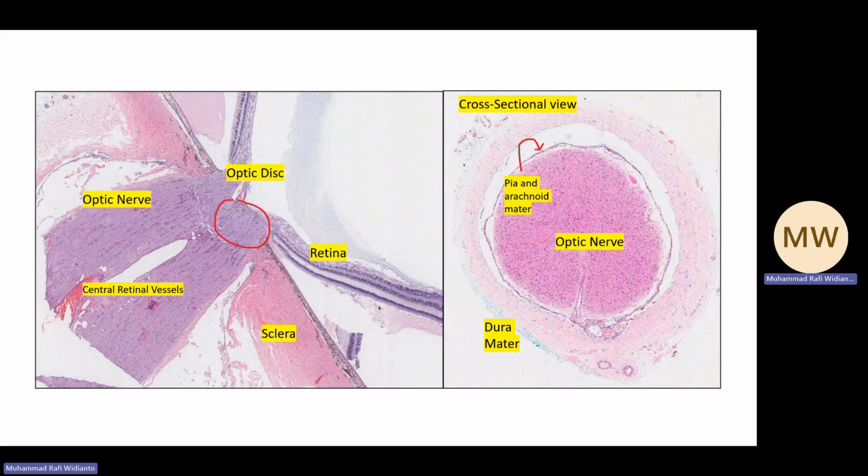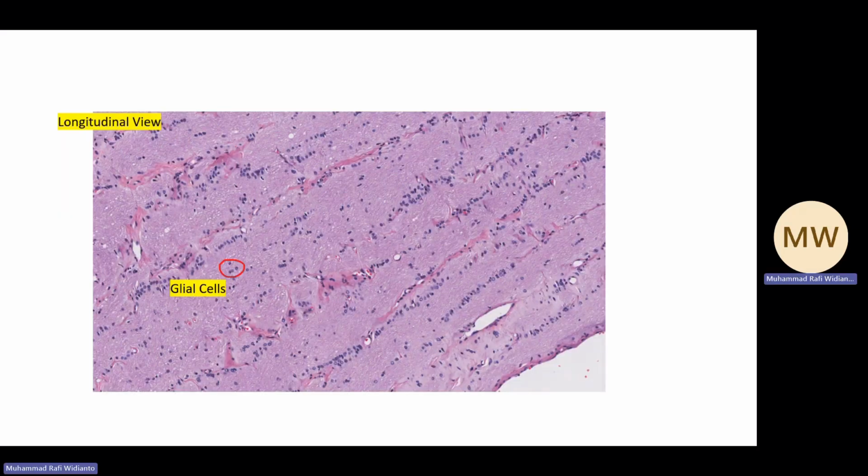And on the right, it's basically just a cross-sectional view. So we have the pia, the arachnoid mater as well seen, and the outermost is the dura mater containing the vessels, and clearly on the inside is the optic nerve. And here's just a longitudinal view of the optic nerve where you can see the glial cells and also some septa present, but the professors won't ask you that. And yeah, that's basically it.